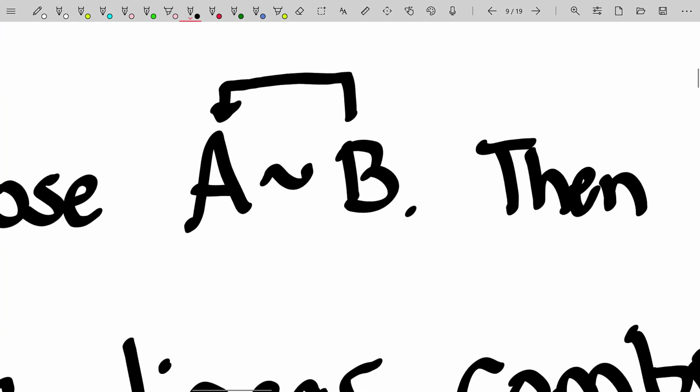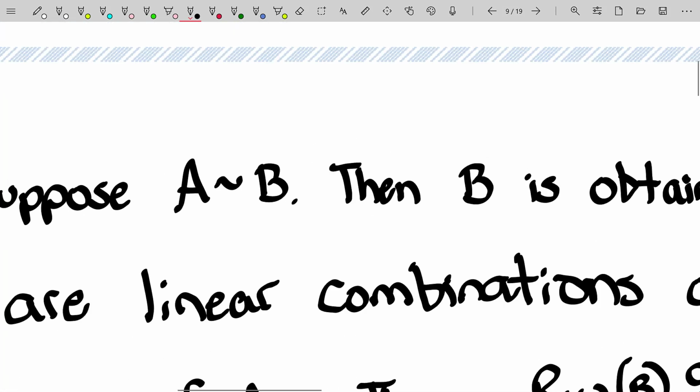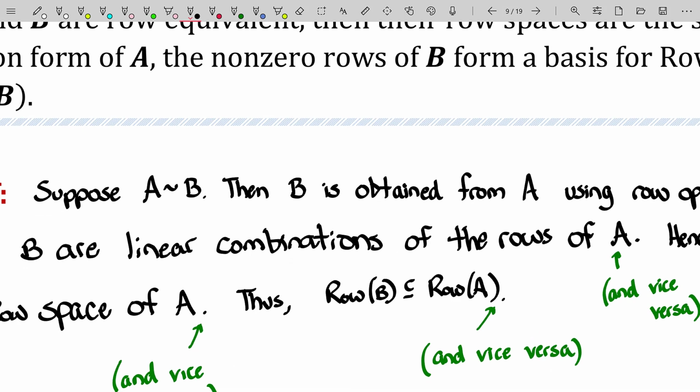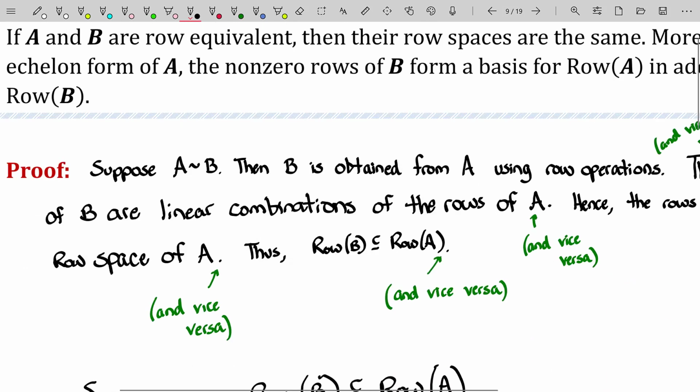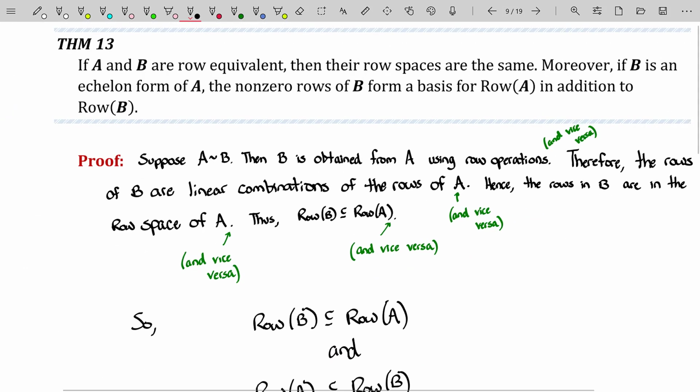So suppose that A and B are row equivalent matrices, right? Then B can be obtained from A, or A can be obtained from B using row operations. Therefore, the rows of B are linear combinations of the rows of A, and likewise the rows of A are linear combinations of the rows of B. Hence, the rows in B are in the row space of A, and the rows of A are in the row space of B. Therefore, the row space of A and B must be the same.